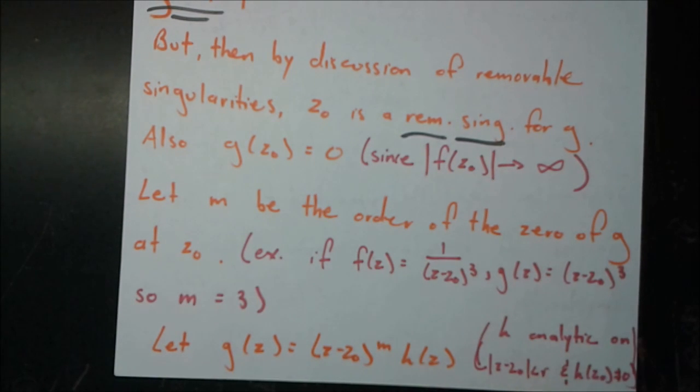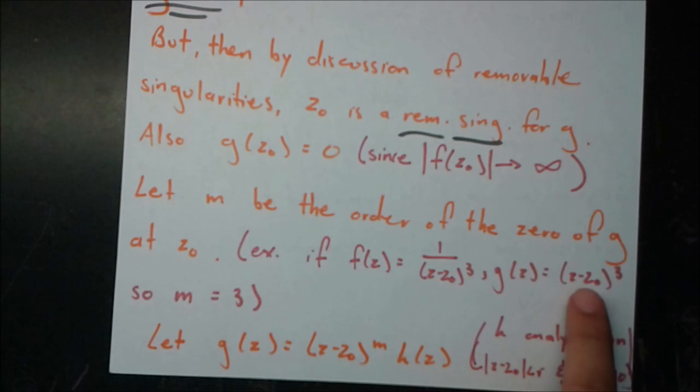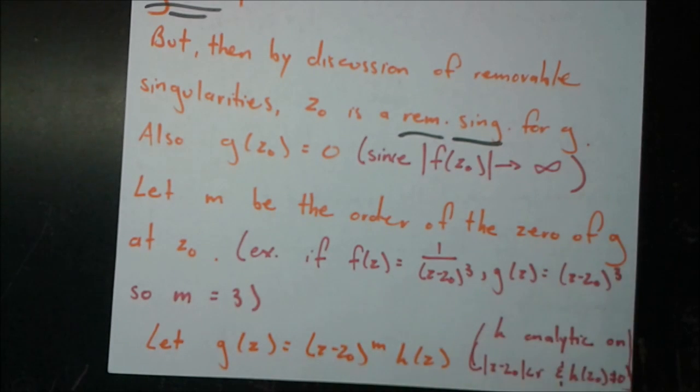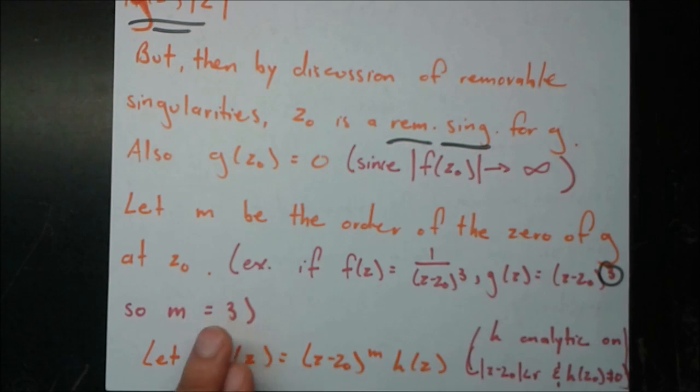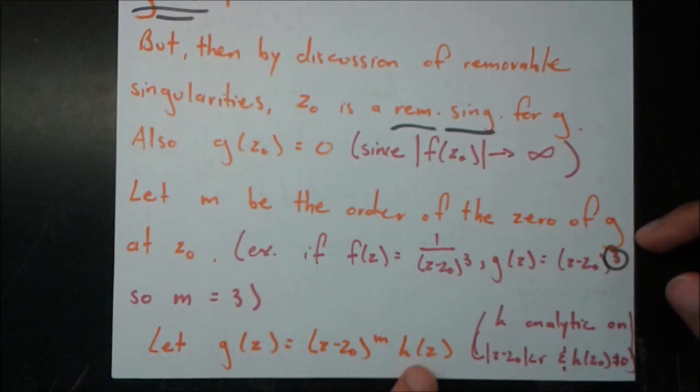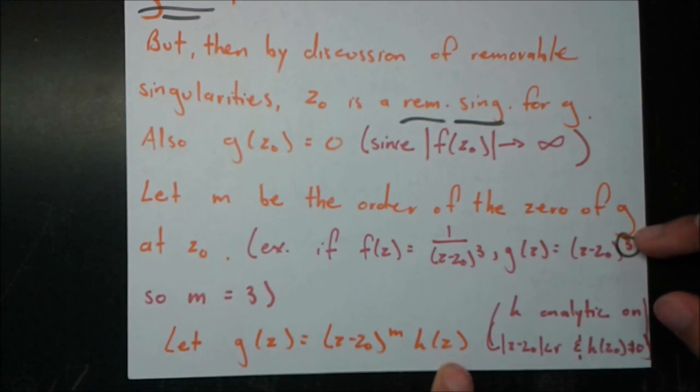So if you go back to the order of a 0 video, just the previous part of the last video, you'll see that the order of the 0 at z naught for this function right here is going to be 3. Usually you can just pull it off by looking at the exponent right here. So we're going to say m equals 3 in this case. So now we're going to define a new function h through this definition right here.